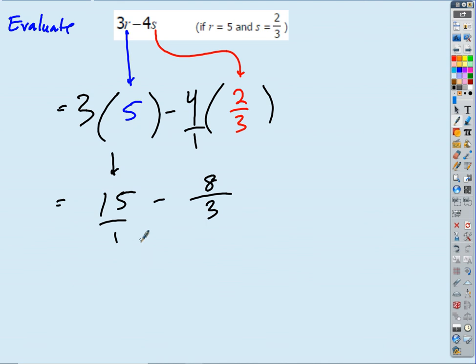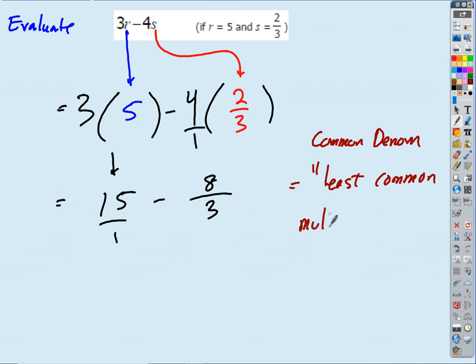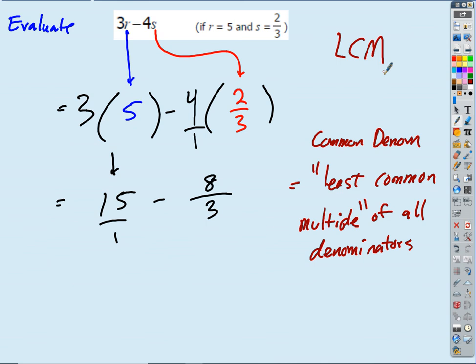Let me write that down. Common denominator equals the least common multiple of all denominators. Least common multiple, that's a big word in math. Sometimes we just write it as LCM, right? You probably remember that. Let's break those words down.